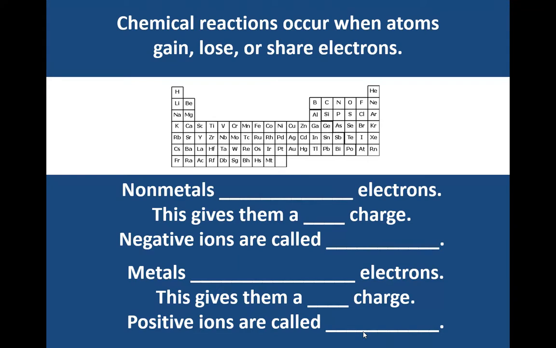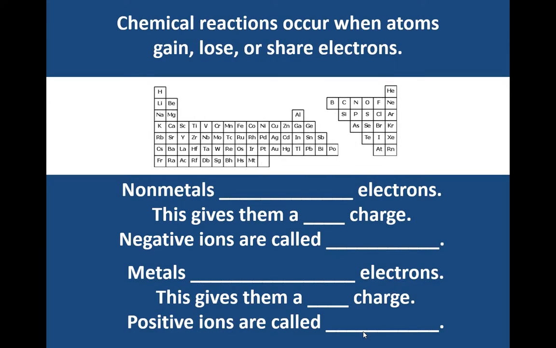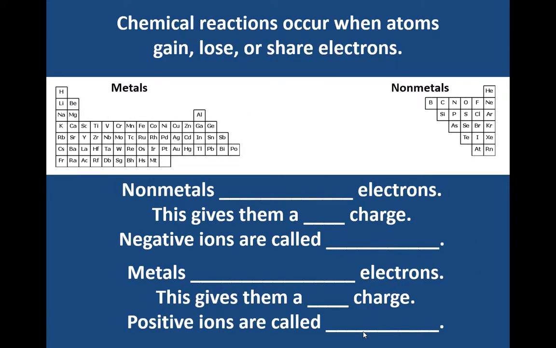Chemical reactions occur when atoms gain, lose, or share electrons. So in our periodic table, the big part of the periodic table are metals, but on the left side of the periodic table are nonmetals. So nonmetals gain electrons. They gain or accept electrons. This gives them a negative charge. So what do you think is the charge? Negative charge. So negative ions are called anions. Okay?